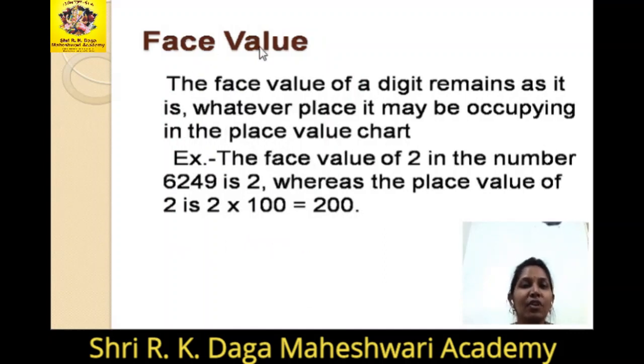Now the face value of a digit. The face value of a digit remains as it is, whatever place it may be occupying in the place value chart. Example, the face value of 2 in the number 6249 is 2, whereas the place value of 2 is 100, so we can write it as 2 into 100, that is 200.